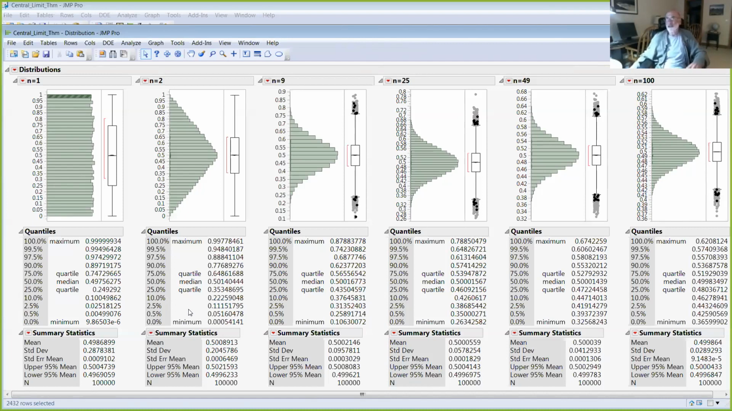So in fact, the central limit theorem actually holds for any shape of an original distribution. So again, the central limit theorem says as the sample size gets large, the sampling distribution of the sample mean approaches a normal distribution with a mean equal to the population mean and a standard deviation given by the population standard deviation divided by the square root of the sample size.